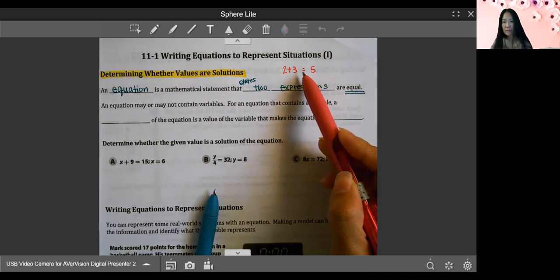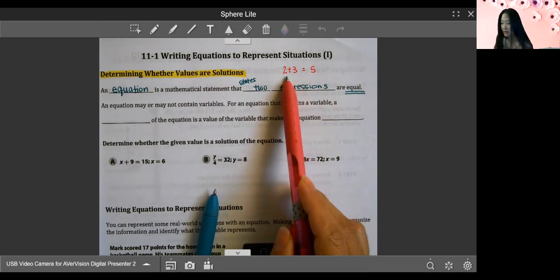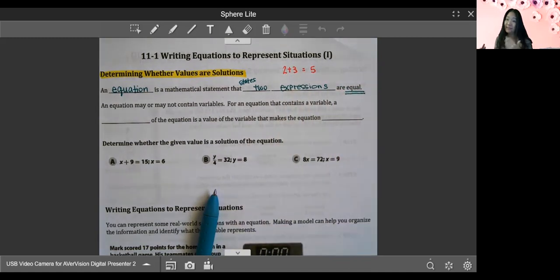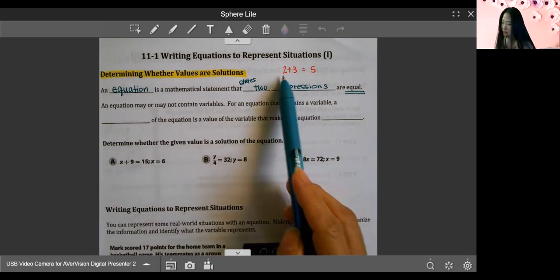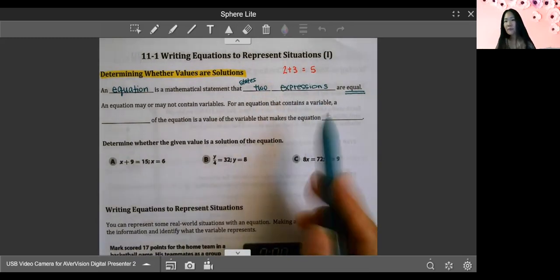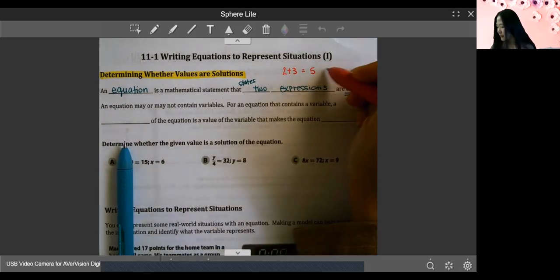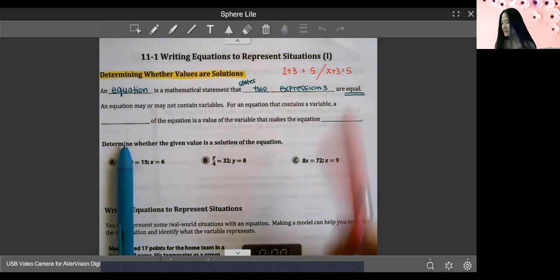Equation is a mathematical statement that says two expressions are equal. 2 plus 3 is an expression and 5 is another expression. These two expressions are equal. That's what equation actually means. So an equation may or may not contain variables. This equation does not contain a variable, but you can have another equation, for example, x plus 3 equals 5. That's an equation and it has a variable.